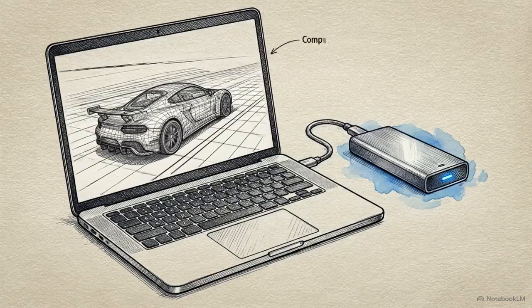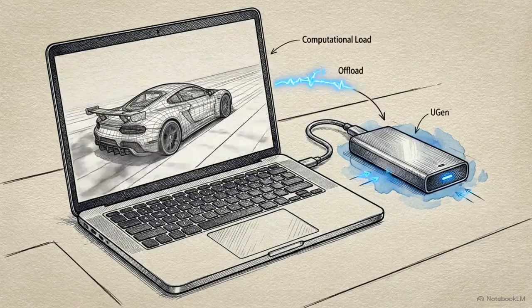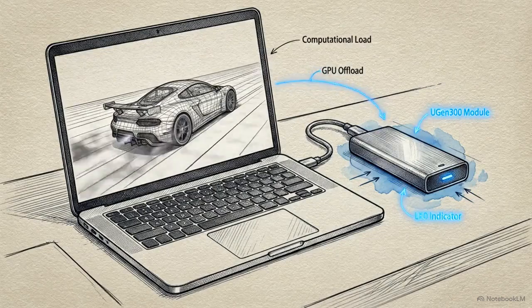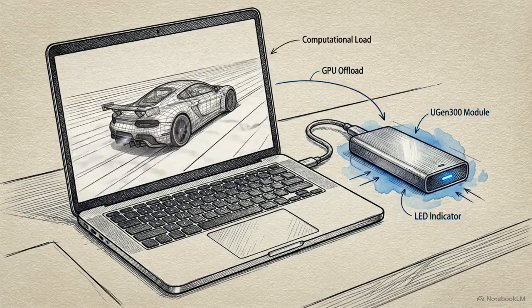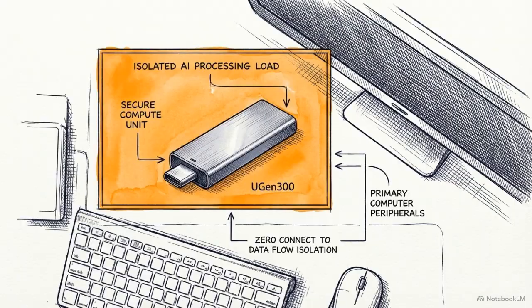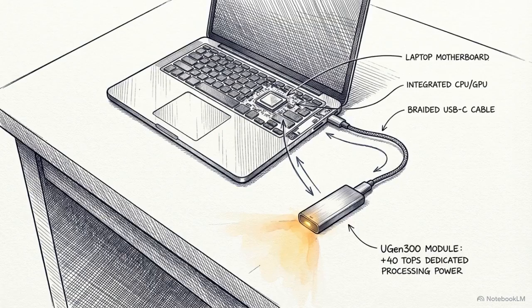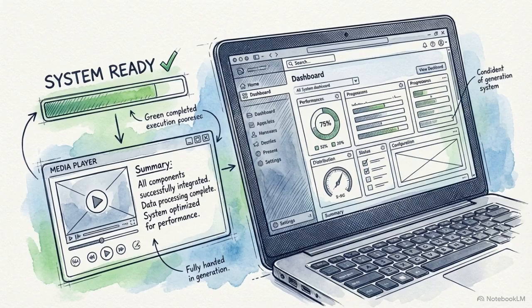Because the UGen 300 is absorbing the entire computational load, your primary computer is completely free to handle other heavy multitasking assignments without stuttering. By keeping the AI processing isolated on the external hardware, you get high-speed inference without compromising the daily usability of your machine. In minutes, we added 40 TOPS of dedicated processing power to a standard laptop, installed the necessary frameworks, and executed a complex generative AI model locally.